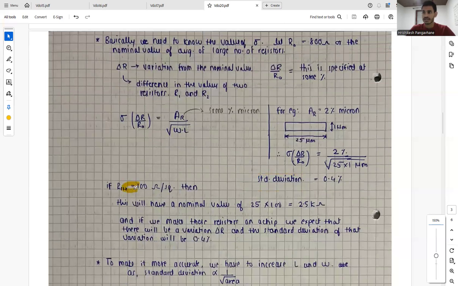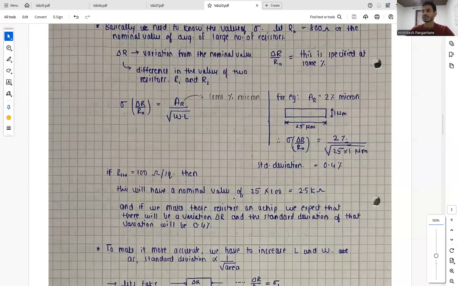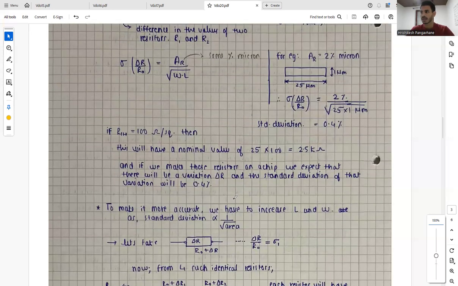So if the sheet resistance is taken as 100 ohm per square, then this will have a nominal value of 25 times 100, which is 2.5 kilo ohm. And if we make these resistors on a chip, we expect that there will be a variation of ΔR, and the standard deviation of that variation will be 0.4%. So to make it more accurate, we have to increase L and W, not omega, width.